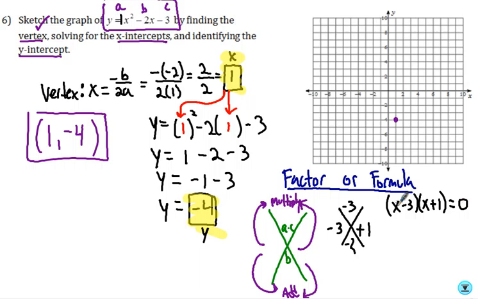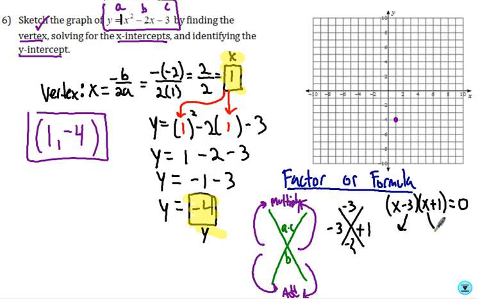And what I could do is I could check this. If I did x times x, I get x squared. If I did negative 3 times 1, I get negative 3. And then if I did x times 1, which is 1x, and negative 3x, and I add those two together, I get negative 2x. So with factoring, you can always check your answer.